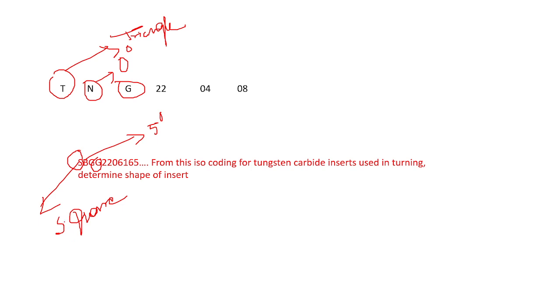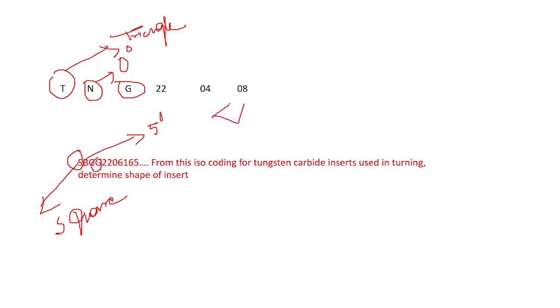Ma'am, just the last one you said. S is clear. B is for insert clearance angle, right? The first G is for tolerance. The second G is for insert type. Then 22 is cutting edge length. 06 is insert thickness, then this 16 should be the nose radius. Okay, nose radius.